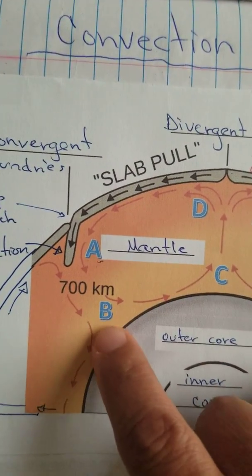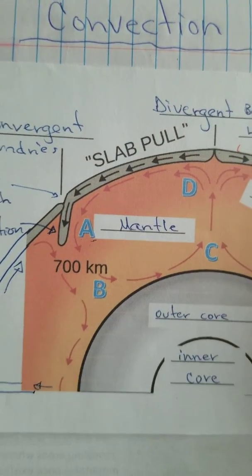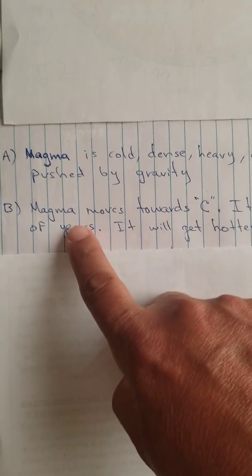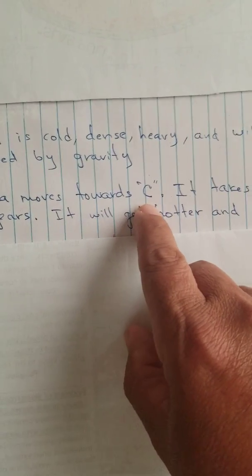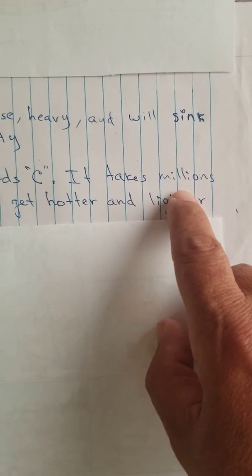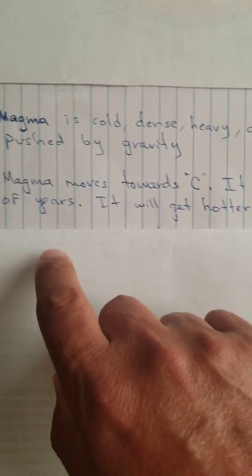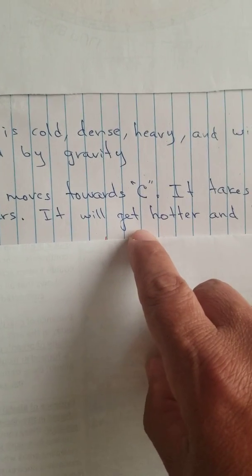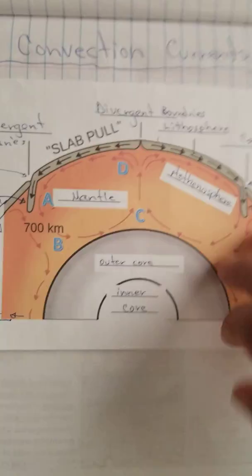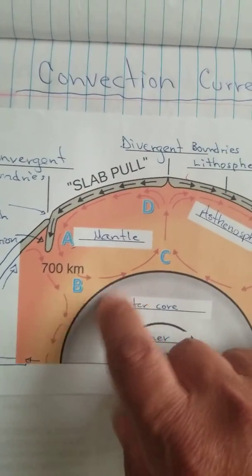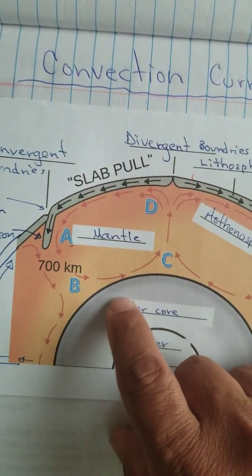Now let's take a look at what's happening at point B. So make sure you flip this and write down letter B and put that magma moves towards C, right? And of course, it's going to be taking millions of years also for that to happen. And as it does, it's going to start getting hotter, because remember, now magma is close to the core where the heat source for our planet is happening.